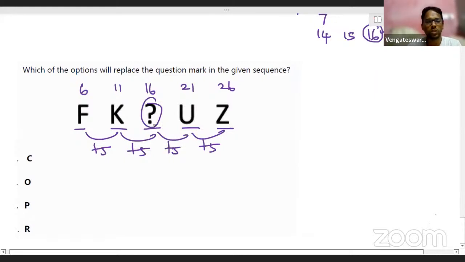So what is the 16th letter, students? 16th alphabet. P. Very good option. Yes, P is the right answer.